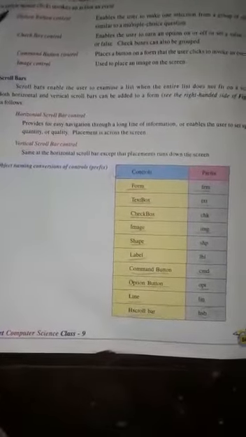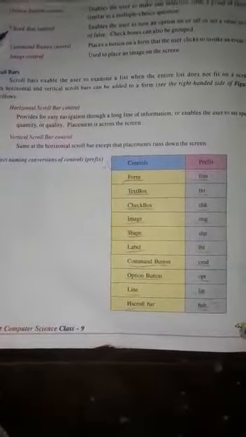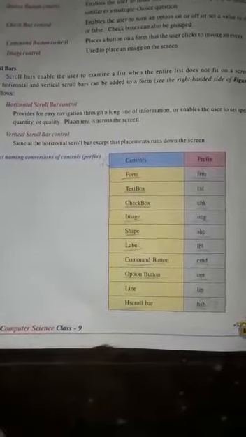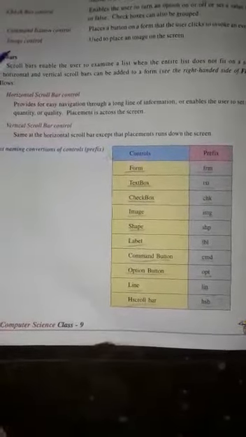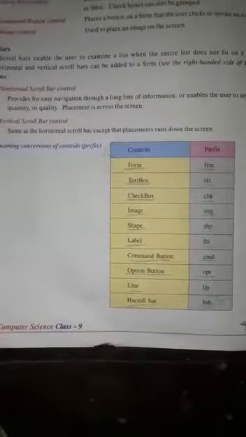Next topic, buttons. What is meant by button? Buttons are controls that the user clicks to turn something on or off. If you want to turn on the program, you click a button, and to turn it off, you click the off button. There are four types: option button control, checkbox control, command button control, and image control.